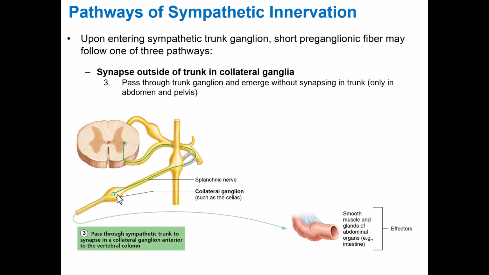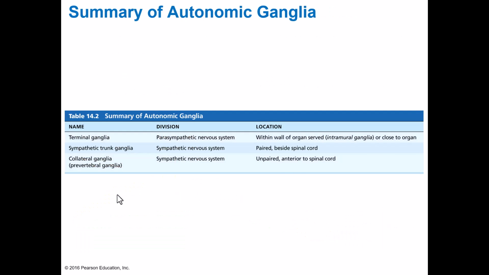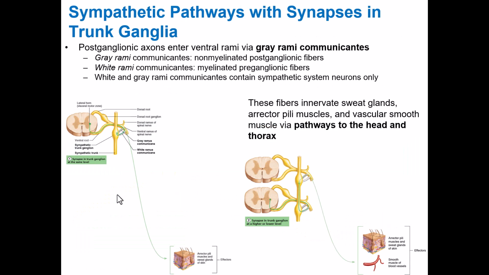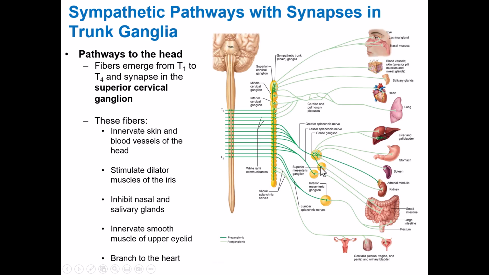So collectively we call them collateral ganglion, but there are actually multiple specific types of collateral ganglion. You can see here's the celiac ganglion, here's the superior mesenteric ganglion, here's the inferior mesenteric ganglion. If those preganglionic neurons meet at one of those particular ganglia, the postganglionic neuron will go to specific effectors.